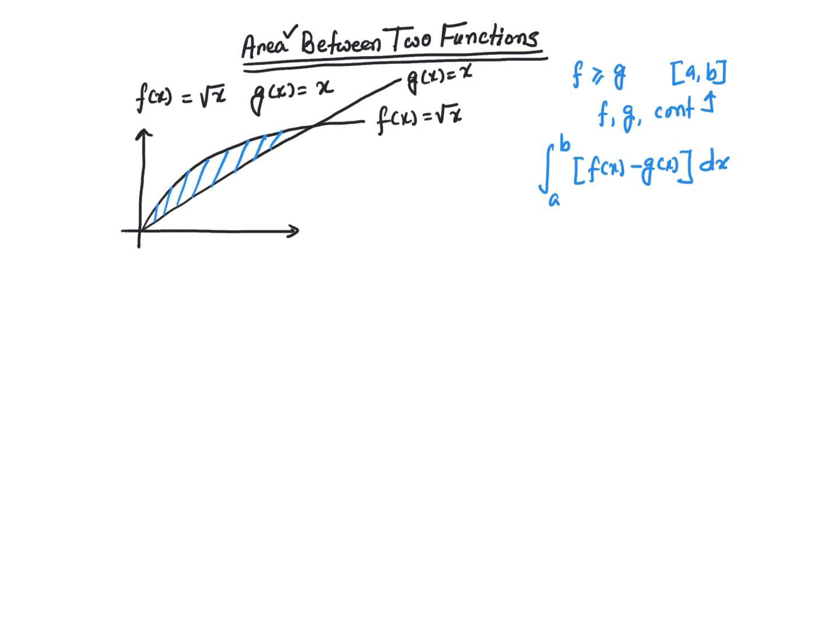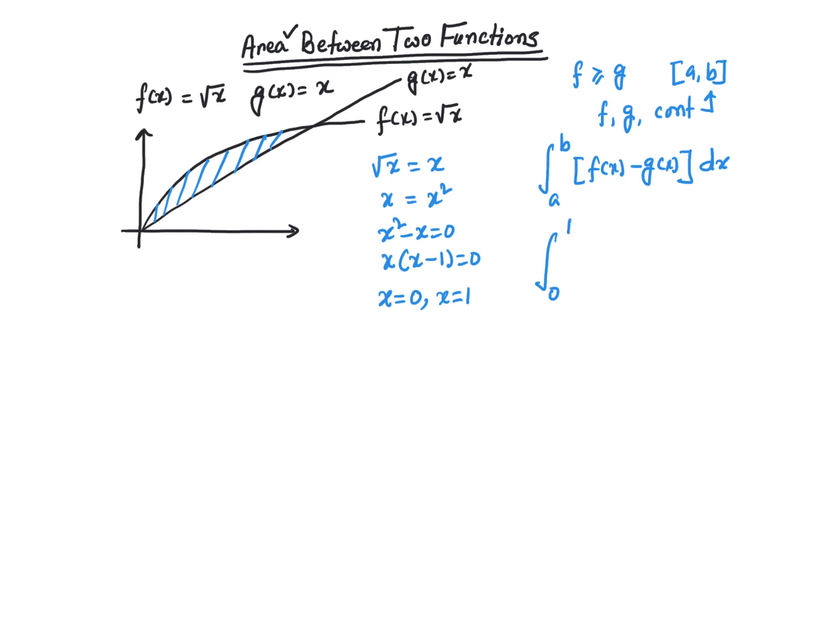Where do they intersect? Very easy. I set square root of x is equal to x. If I square both sides, I get x is equal to x squared, or x squared minus x is equal to 0. Then x times (x minus 1) is equal to 0. So my 2 points of interest are going to be x equal to 0 and x is equal to 1. So the integral from 0 to 1.